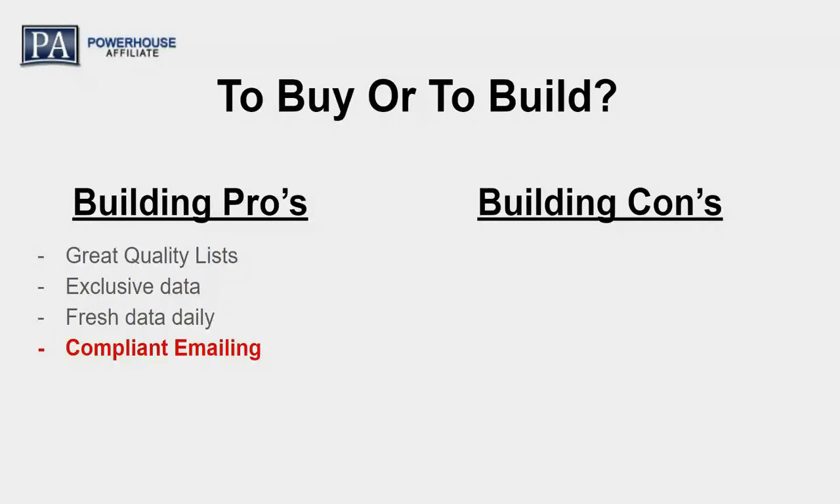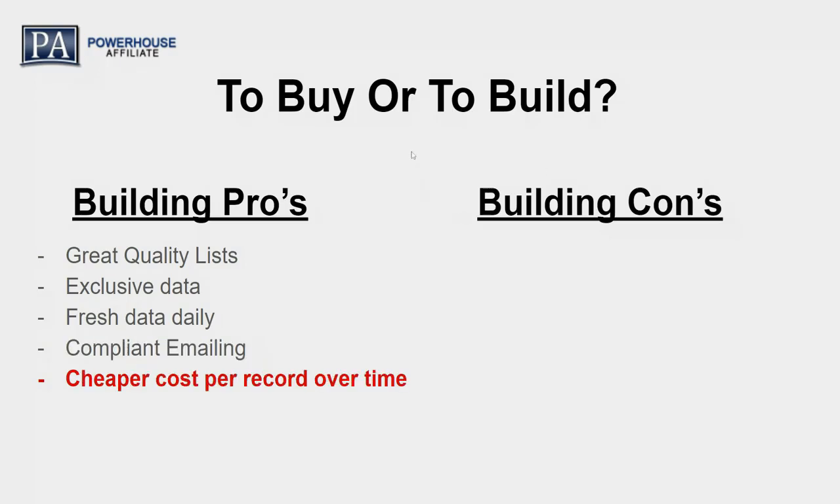Compliance emailing. Like I mentioned before, people have to opt in in order to be legally sent an email by CAN-SPAM laws. So if you're using your opt-in page, you know that everything you're doing is 100% compliant. You don't have to worry about where these records came from and how they were obtained. And of course, as you optimize your campaign to build your list through your opt-in page, your costs are going to reduce over time.